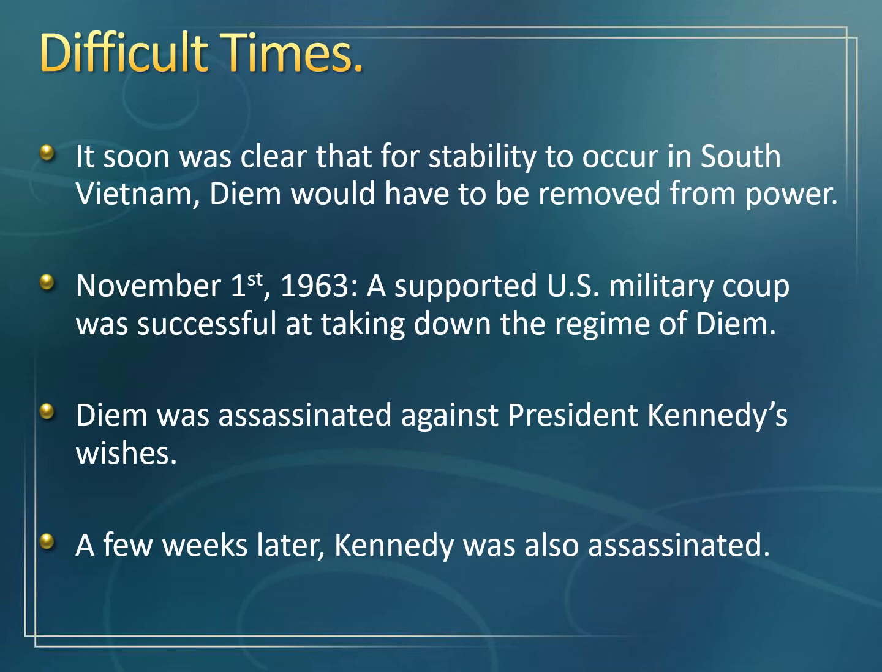It was soon clear that for stability to occur in South Vietnam, Diem would have to be removed from power. On November 1st, 1963, a U.S.-supported military coup, which is an overthrowing of the government, was successful at taking down the regime of Diem. So his government is out of power. Now, against the wishes of President Kennedy, Diem will be assassinated. So this is kind of an issue. And then, unfortunately, a few weeks later, President Kennedy will also be assassinated.